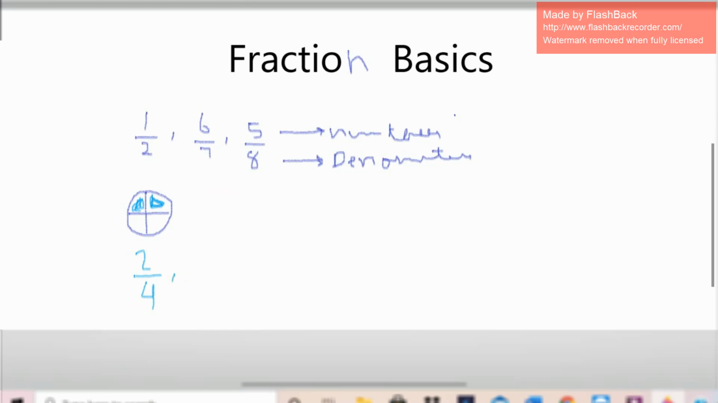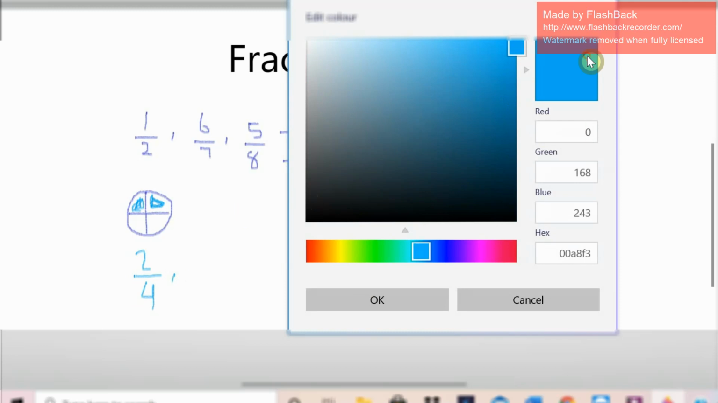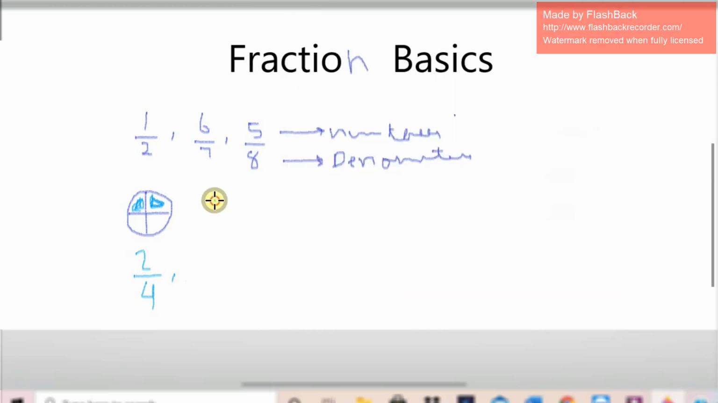We take another example of a circle. The shaded part is 1. The total parts of the circle is 4.